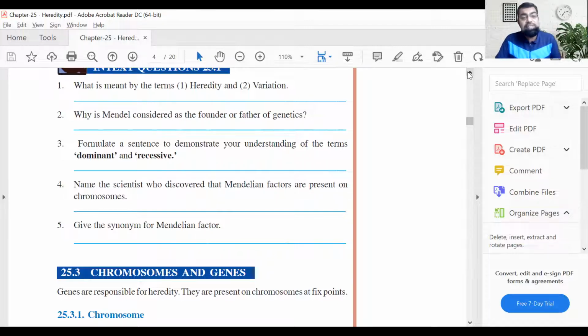The scientist who discovered that the Mendelian factor is present on the chromosome is Sutton, and the synonym for Mendelian factor is a gene. Next time when I come, I'll talk about the chromosomes and a lot of interesting things in this chapter.